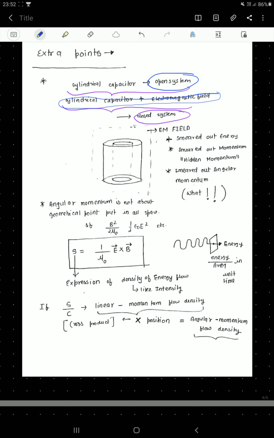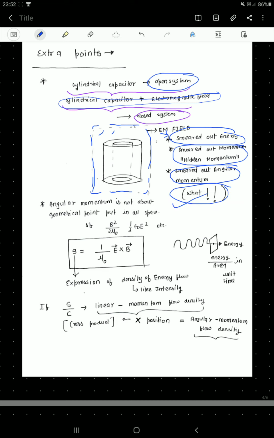Now we know that for a closed system, the energy, momentum, and angular momentum are always conserved. So here we'll get smeared out energy throughout the whole space. See, this is an electromagnetic field in some space around the capacitor. Here we can say that there is smeared out energy, or smeared out momentum, or hidden momentum, smeared out angular momentum. What? Smeared out angular momentum? Yes. Angular momentum is also smeared out in space, just like energy.